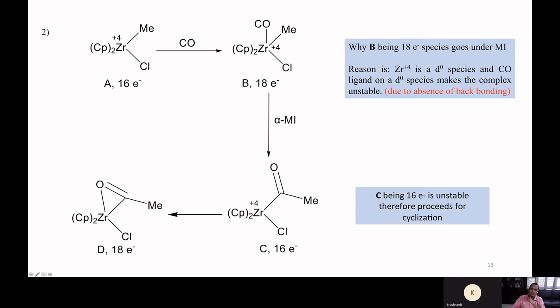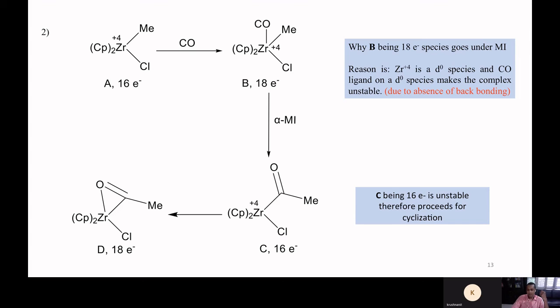In any case, this species, since it is unstable, immediately undergoes a reaction where you see alpha migratory insertion happening. Now, this alpha migratory inserted intermediate cannot undergo further CO addition. That is because this is very, very electron deficient. What it does to gain the 18 electron, why? Because that gives the stability to the complex. This lone pair on the oxygen donates to zirconium to make it a zirconium 18 electron complex over here.